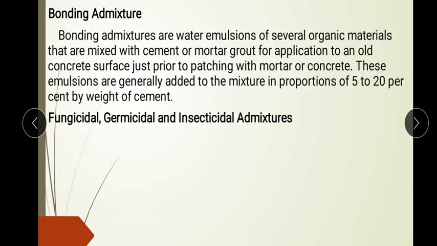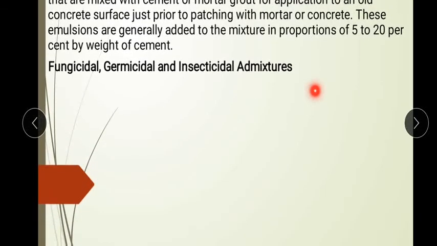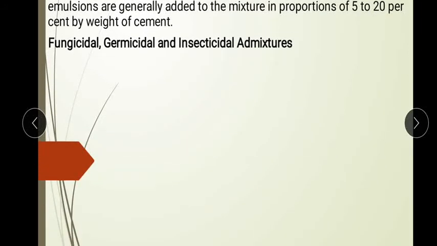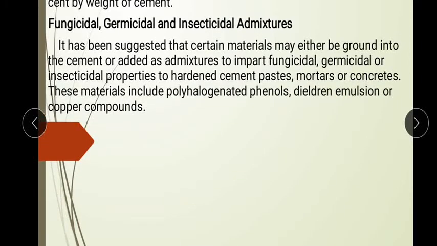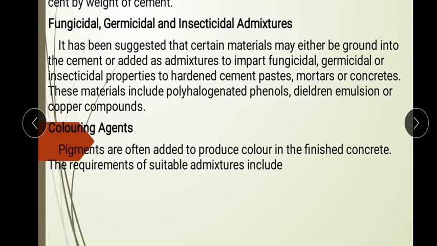Next one, fungicidal, germicidal and insecticidal admixtures. In general, to control the effect of insects or bacteria or viruses throughout the structure, we definitely require a slightly different property of concrete, and for that we are using fungicidal, germicidal and insecticidal admixtures. By using this we can control the effect of bacteria or the formation of insects. So these are the things.